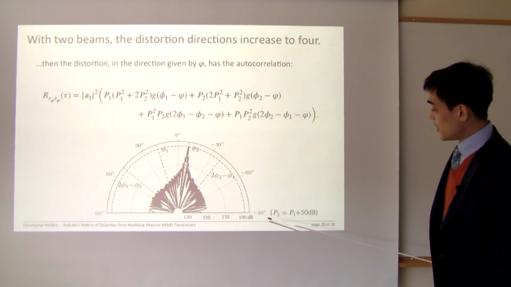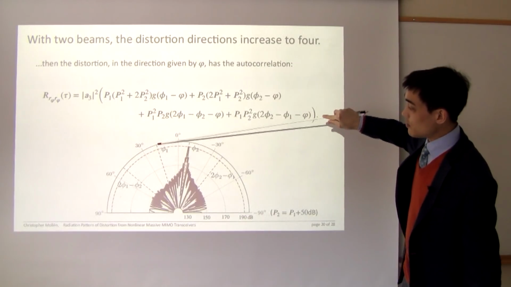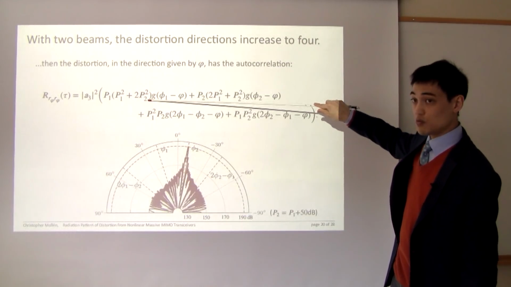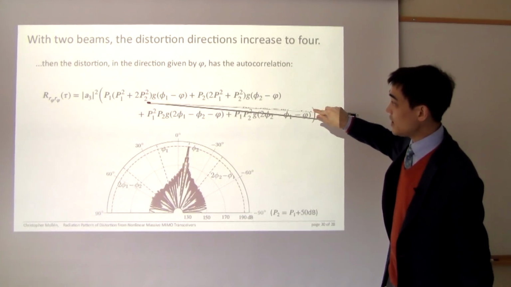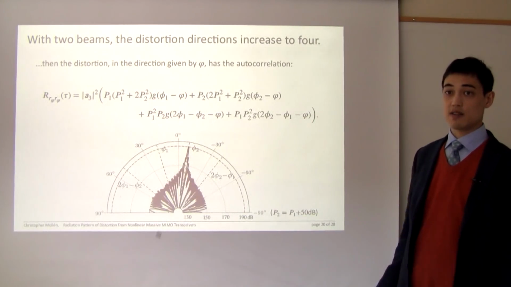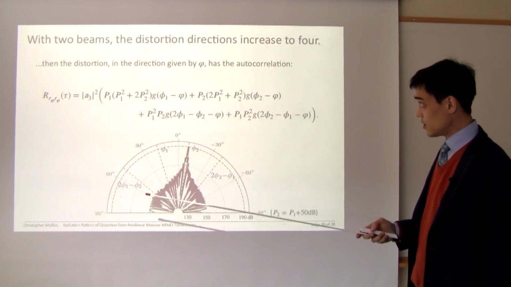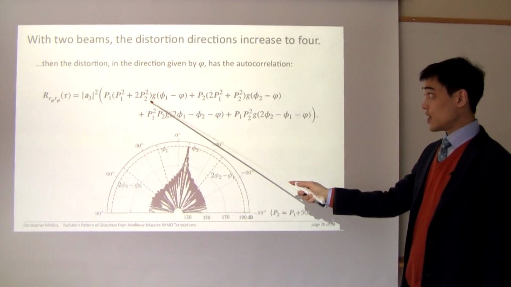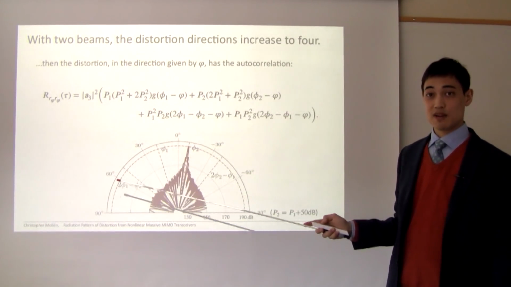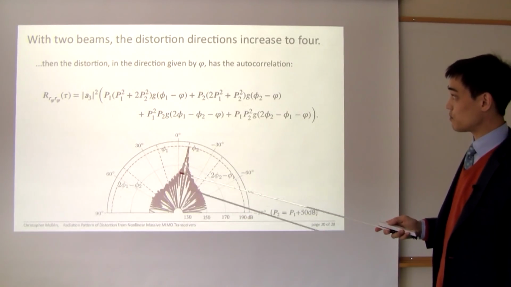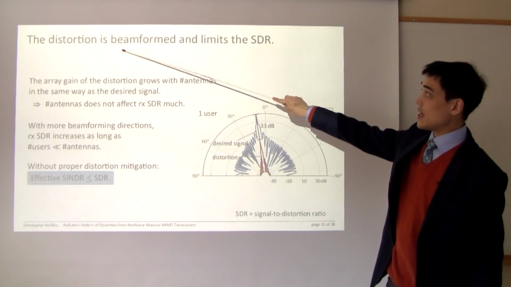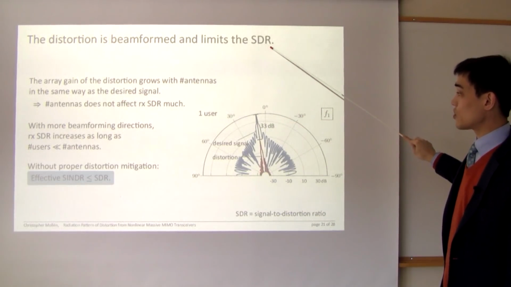And what is interesting to note here is that the power in the direction given by phi 1, the direction of user 1, the distortion scales not with P2 cubed, as in the case of small MIMO systems, but as P2 squared, at least as long as we can neglect all these other terms, which we can if we have a massive MIMO system with many antennas. So the distortion in this direction, when P2 is much bigger than P1, is a little bit smaller in a massive MIMO system than in a small MIMO system. So the distortion is beamformed in massive MIMO, and it will limit the signal to distortion ratio.